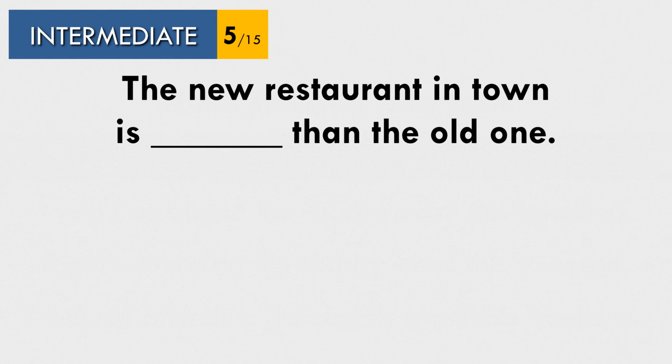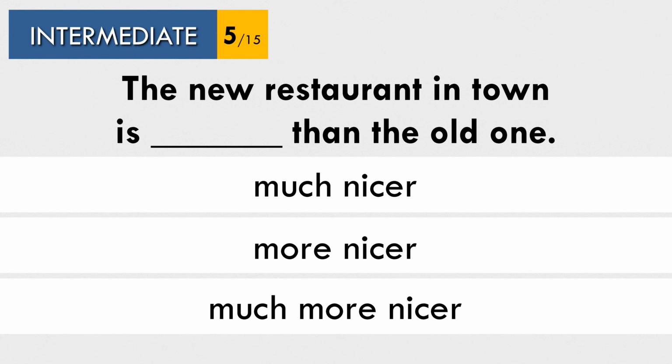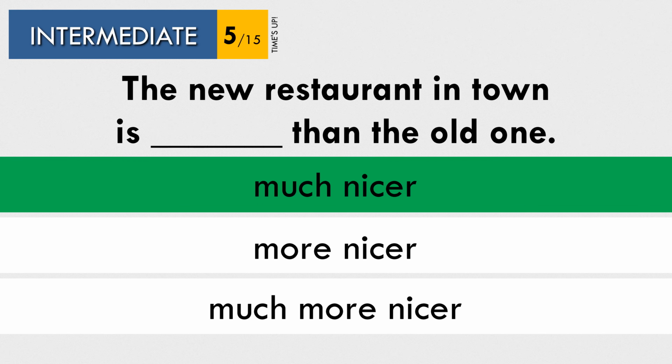Question 5. The new restaurant in town is than the old one. The correct answer is much nicer. Adding much before nicer emphasizes the degree of the comparison. More nicer and much more nicer are grammatically incorrect.